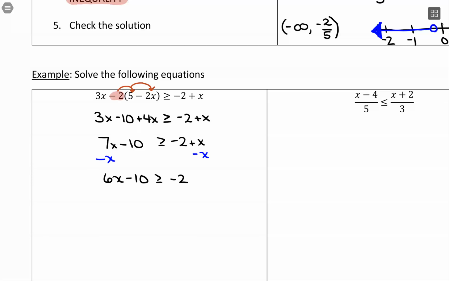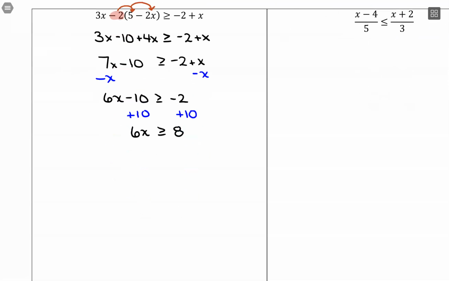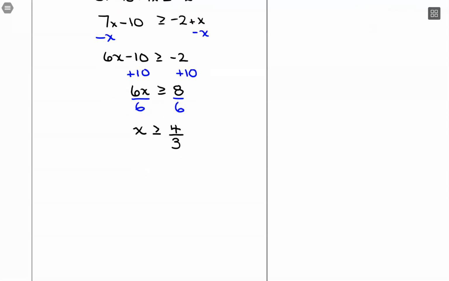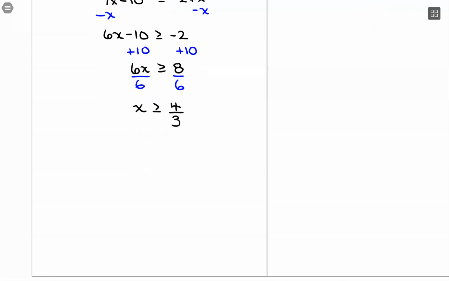Then I'm going to move the constant term away from my variable, so I'm going to add 10 to both sides. So 6x is more than or equal to 8. And then I'm going to divide both sides by 6. And since that's positive, I don't need to worry about changing the inequality. It just stays going the same direction. I'm just going to reduce my fraction down, so 8 over 6 is the same thing as 4/3. So x is more than or equal to 4/3.